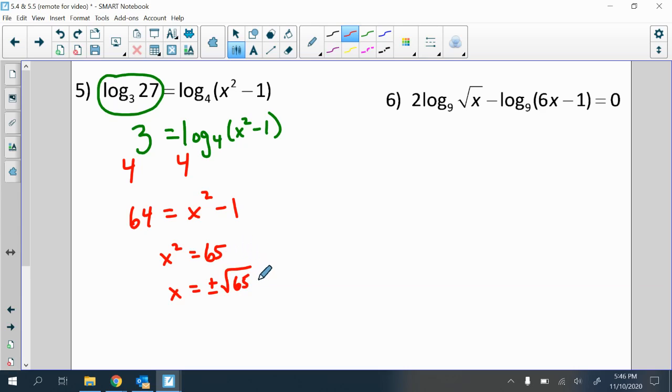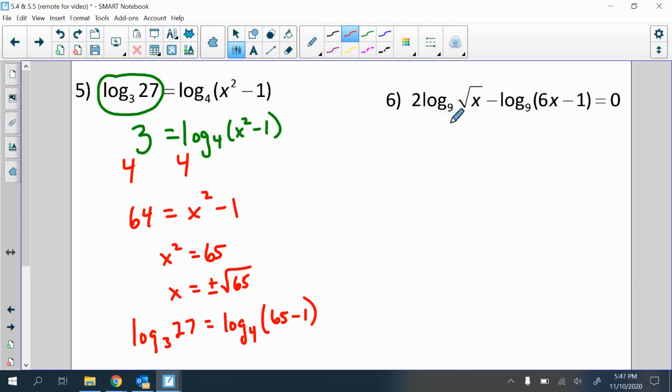And in this case, both of them would end up working out because negative square root of 65 squared gives me a positive number. So is it true that log base 3 of 27 is equal to log base 4 of 65 minus 1? Yes, because log base 4 of 64 is going to end up giving me 3, just like log base 3 of 27 does.